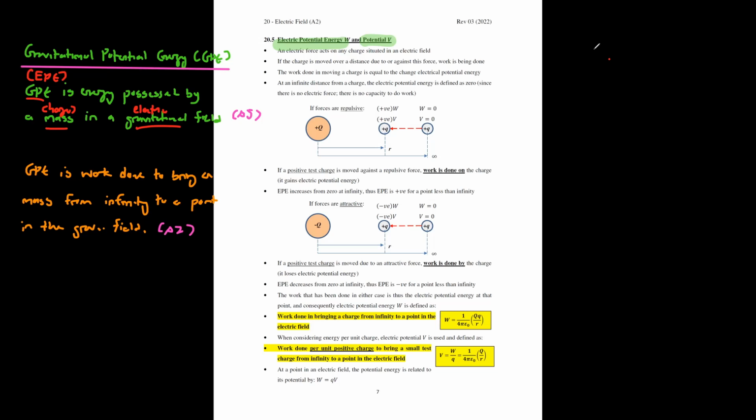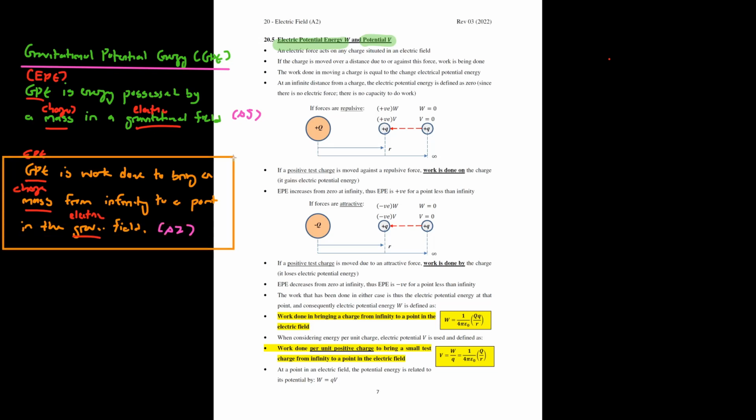But now when you move on to A2, EPE is the work done to bring a charge from infinity to a point inside the electric field. Again, you see the similarity in the definition. You're really just changing mass to charge and gravitational field to electric field. So why is it that we specifically say that EPE in A2 is the work done to bring a charge from infinity to a point in the field?